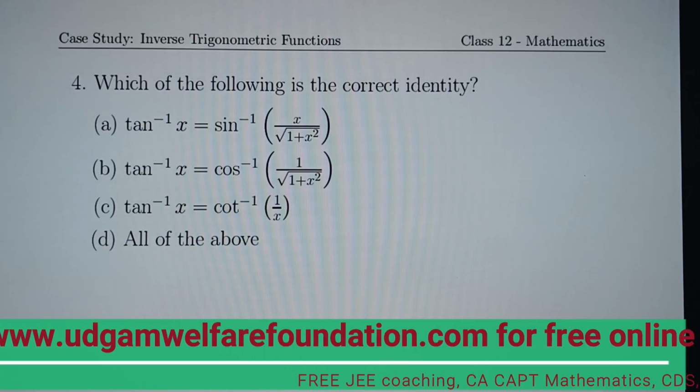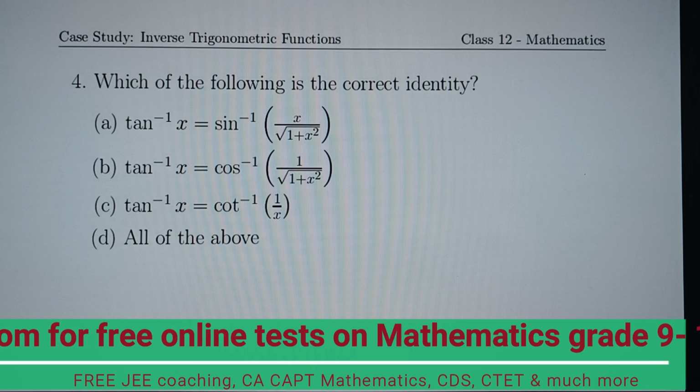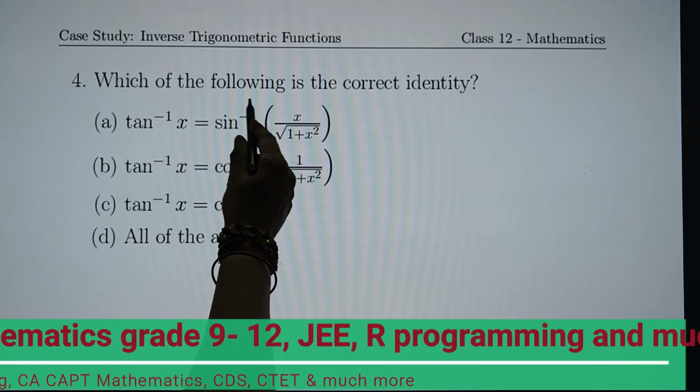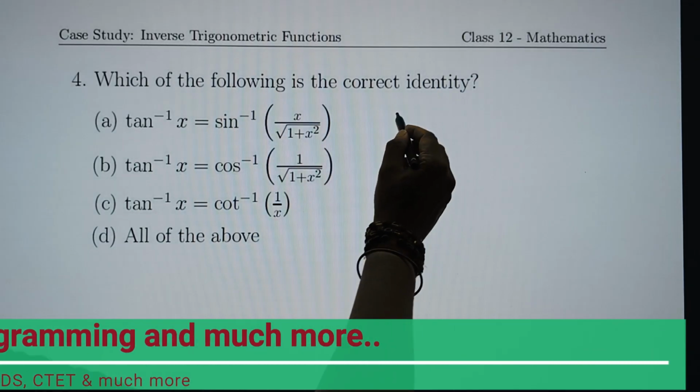So students, this is our question number 4, which states: which of the following is the correct identity? That is important. So we know tan inverse of x equals sine inverse of x upon root of 1 plus x square. So let's start.